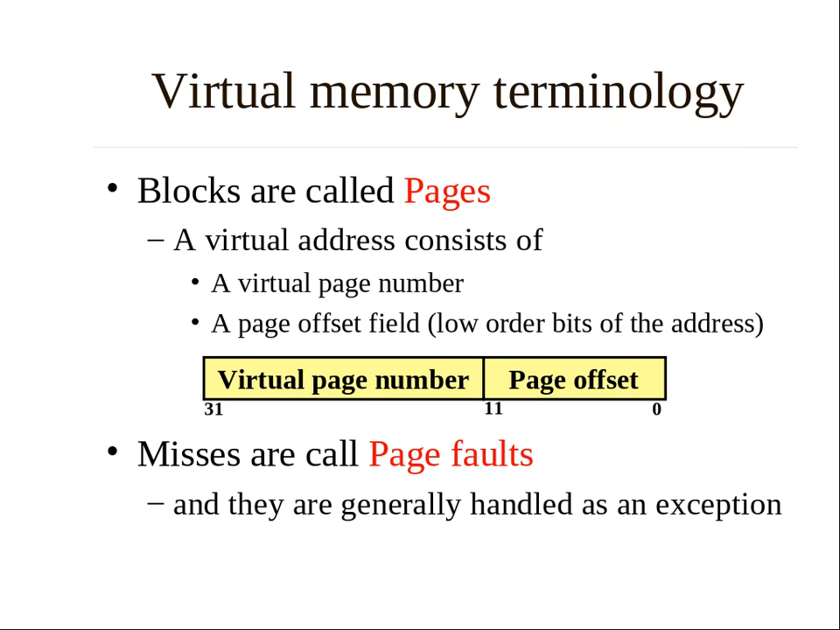Let me pause here for a moment. Virtual memory is a caching system. We're just going to use different names for it. So instead of having a cache block, we're going to have a virtual memory page. So just like with a cache block, you have your tag right here, and you had your block offset. Now we're going to call it the page offset, and this is your virtual page number. A cache miss is now going to be called a page fault.